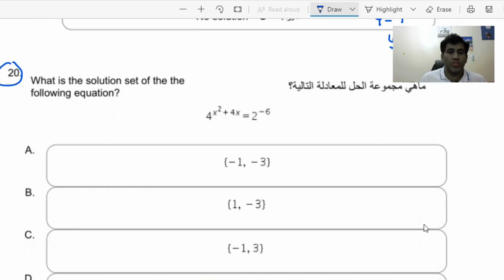What is the solution set of the following equations? So solution set. So this is basically an exponential question. Before going to simplify this expression, let me tell you two important identities or rules that we're going to follow here.